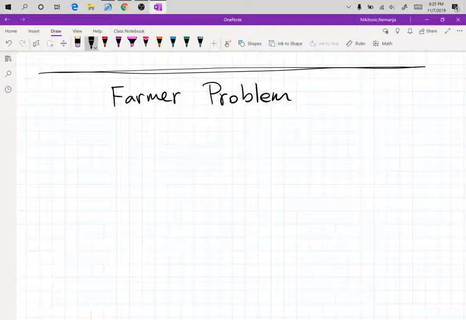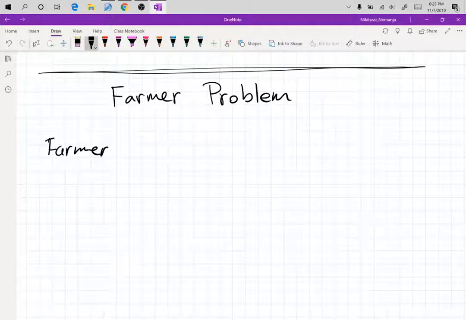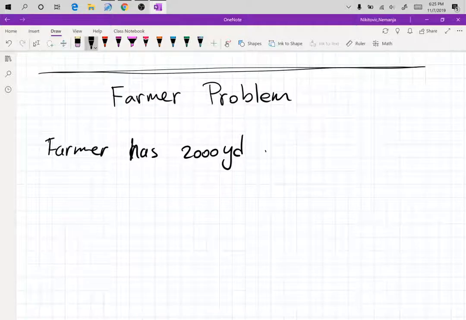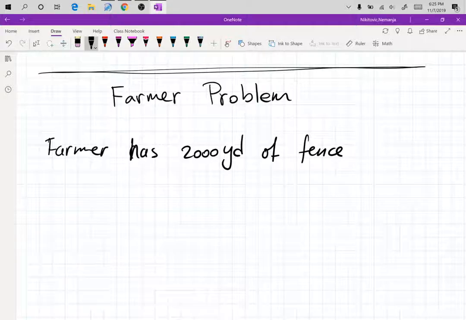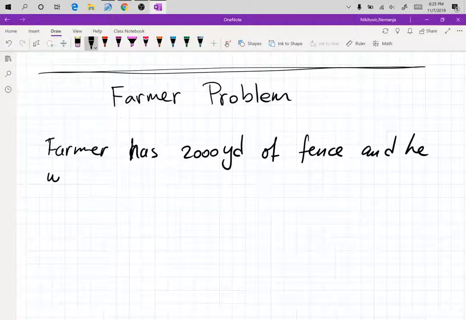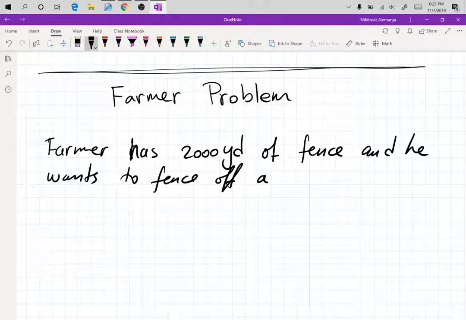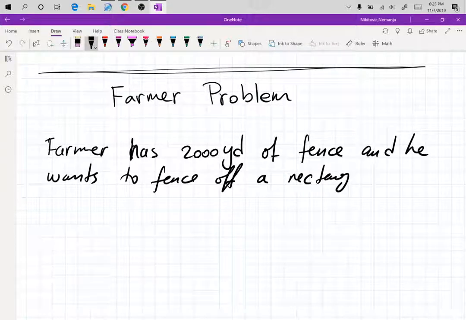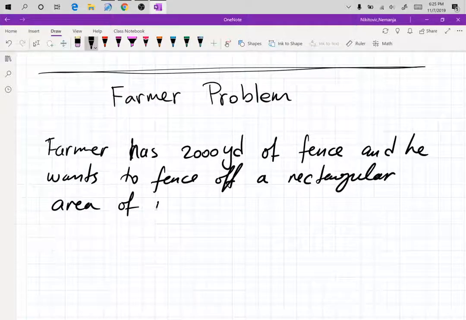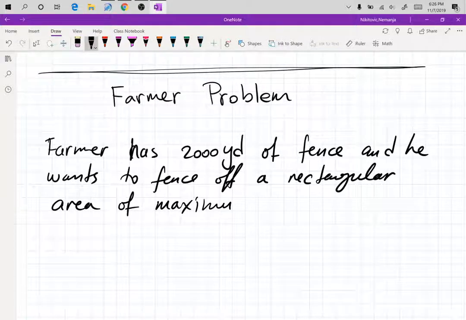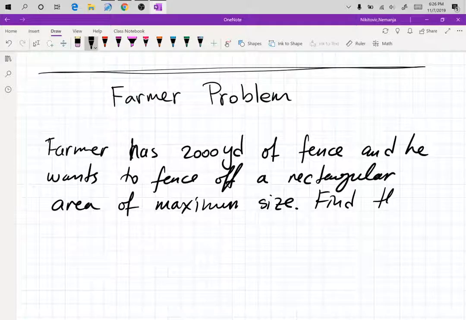So let's say the farmer has 2,000 yards of fence, and he wants to fence off a rectangular area of maximum size. Find the dimensions.